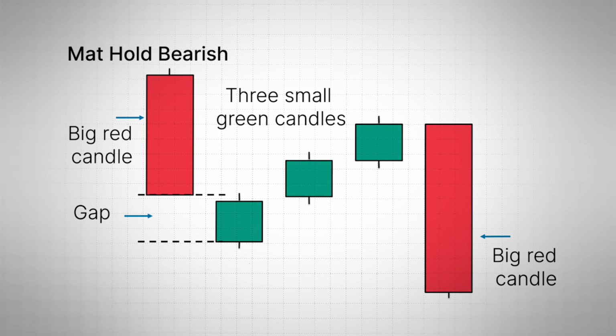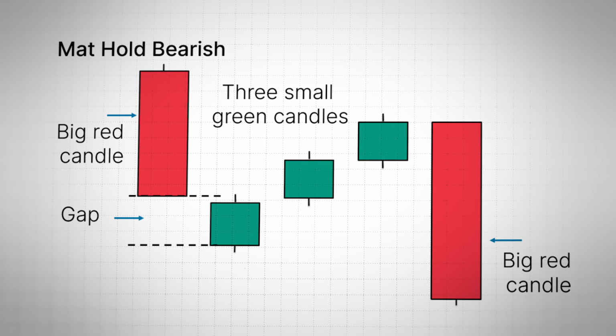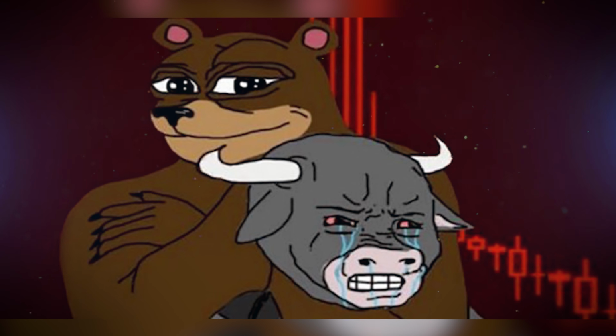The same is true for the bearish mat hold, which consists of a red candle with a very large body, followed by 3 green candles with small bodies, and then a red candle with a large body that brings prices even lower. Not going to lie, looking at this pattern gives us PTSD. We've seen it too many times in crypto. Such, my friends, is war.